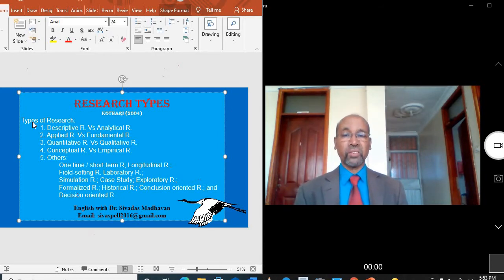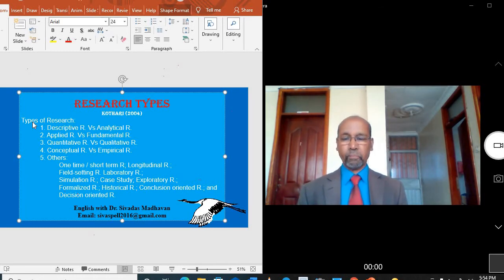And when we talk about the research types, there are different types, as different scholars classify research in their own different ways. But I prefer to recommend C.R. Kothari's classification, which he made in 2004. He has made 4 dichotomies of research types, and the 5th one, all the others, with one or more of these items which he already mentioned. So let us see this.